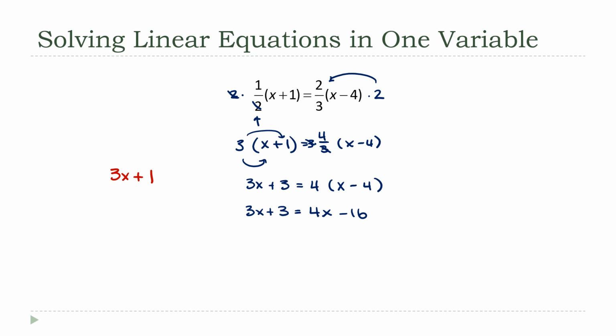Okay, now it's looking really familiar. Let's subtract 3 from both sides. 3x equals 4x minus 19. Now let's subtract 4x from both sides. 3 minus 4, that's negative 1, so this is negative x equals negative 19. And let's divide both sides by negative 1. We get x equals 19, and that's it.